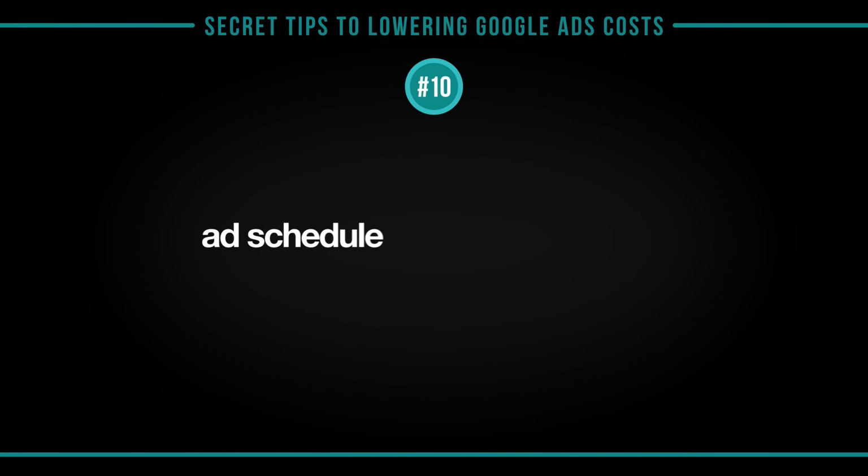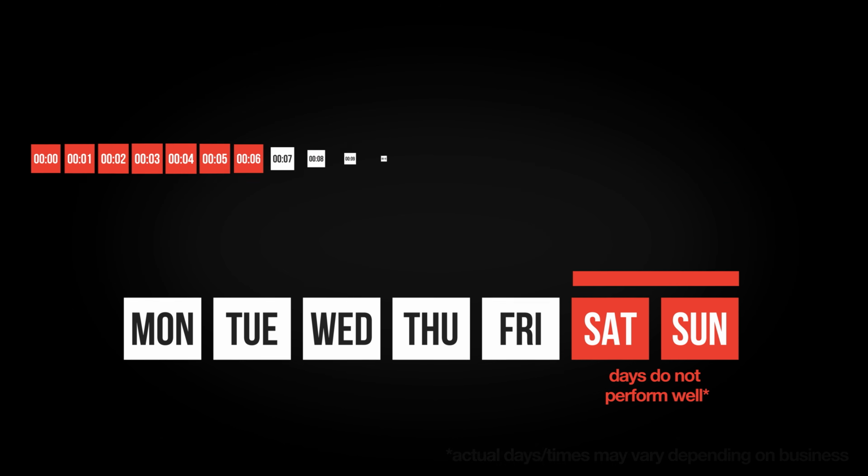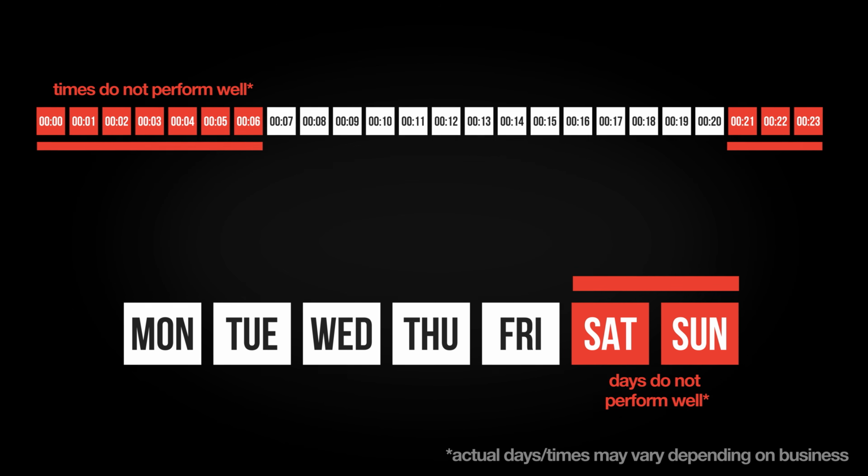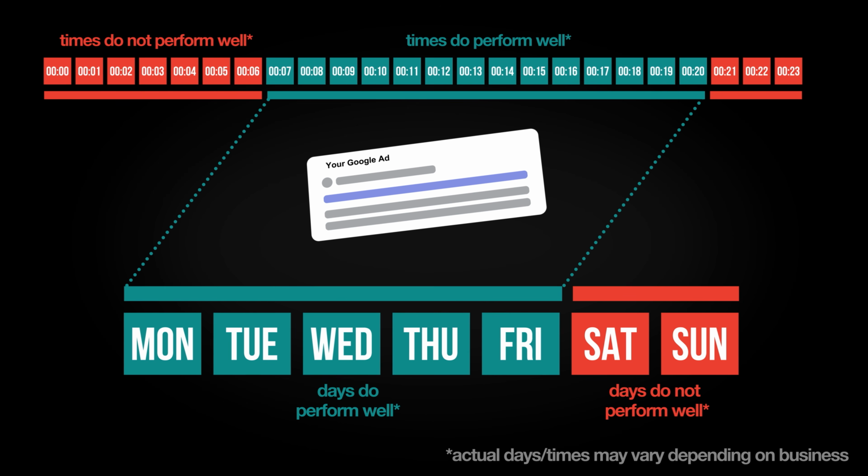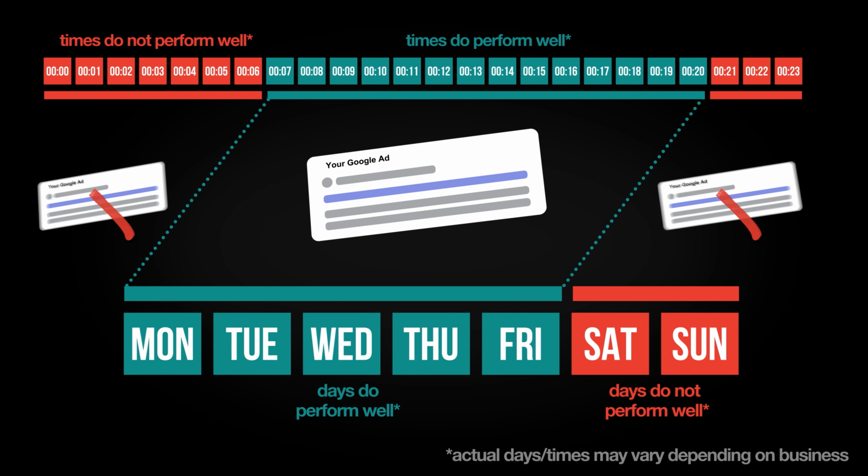Number 10 is ad schedule micro-optimization. So the default for Google advertisers is to run ads all the time, 24/7. But you can dig into the data and work out certain days of the week don't perform well for us, or certain times of the day don't perform well for us. You know what? Let's just advertise during the times of the day and week that perform well for us. And you cut spending money on those other times. That's going to reduce your cost on wasted ad spend effectively and can significantly improve your results.